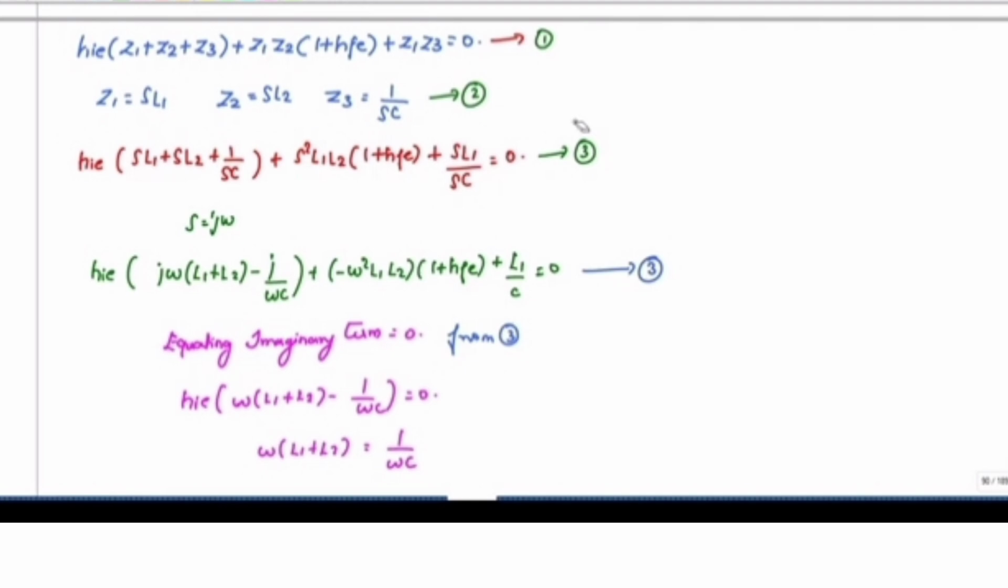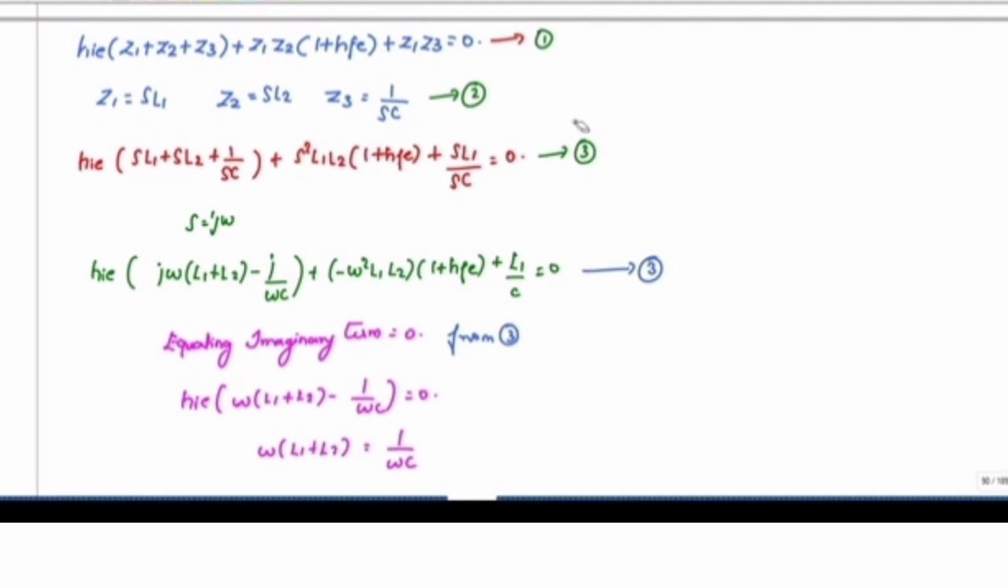So here Z1 and Z2 form inductances, and Z3 forms a capacitance. Z1 I can write as SL1, Z2 I can represent as SL2, and Z3 is equal to 1 divided by SC. That is represented in the Laplace transform. So you substitute the above equations into the first equation, and you substitute S equal to j omega.